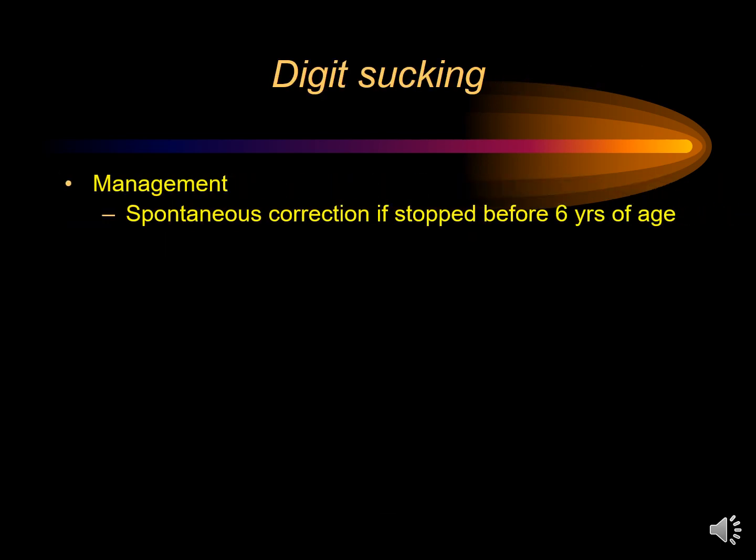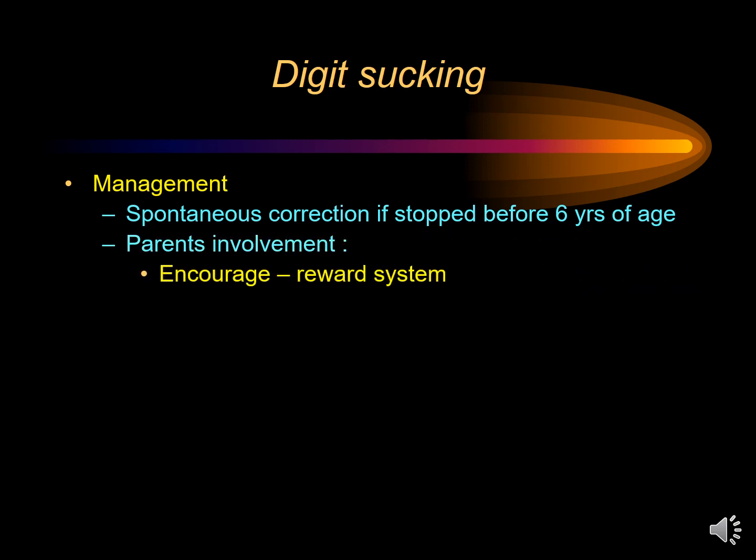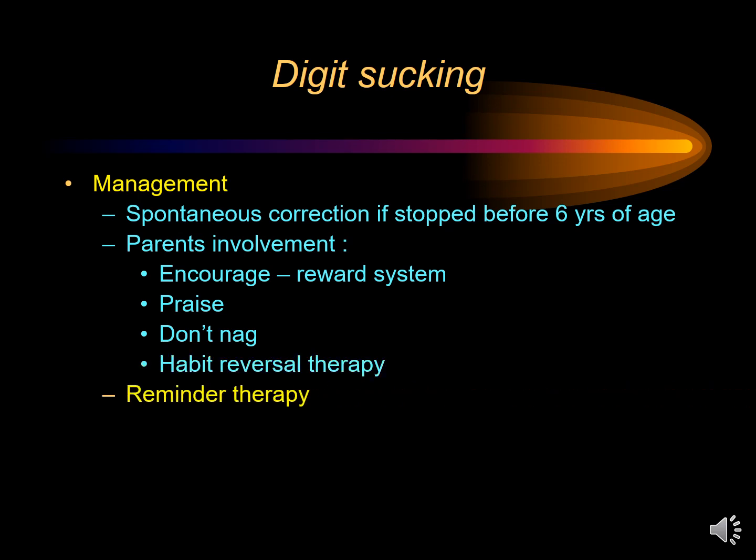Management of digit sucking. Spontaneous correction occurs if it stopped before 6 years of age. Parental involvement is important, and the child should be encouraged with a reward system to stop the habit, and this should be supplemented with a lot of praise. Parents should be reminded not to nag the child, and we can do habit reversal therapy.